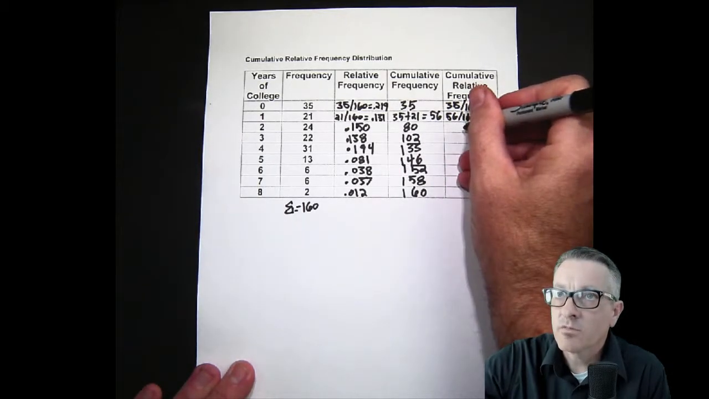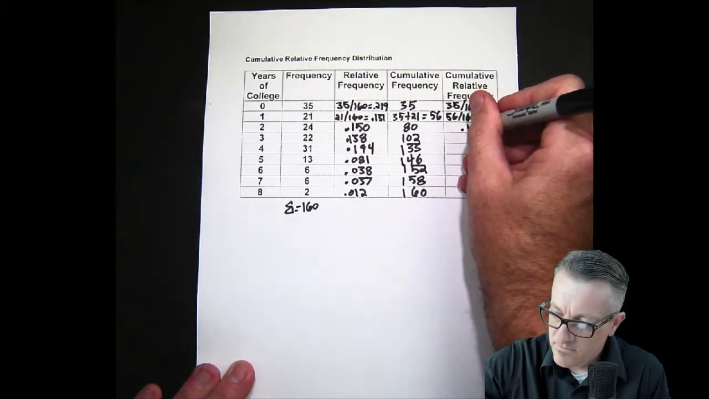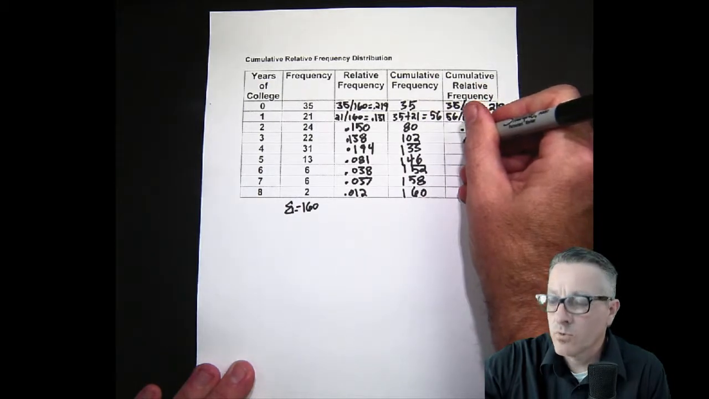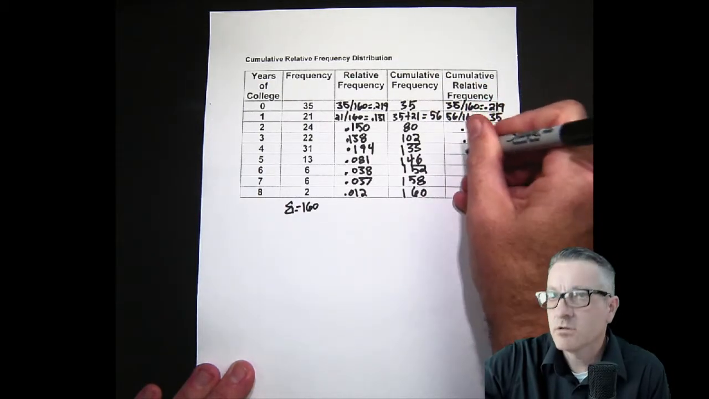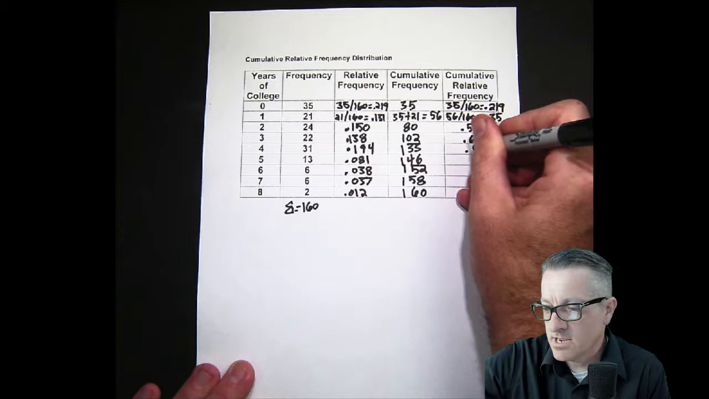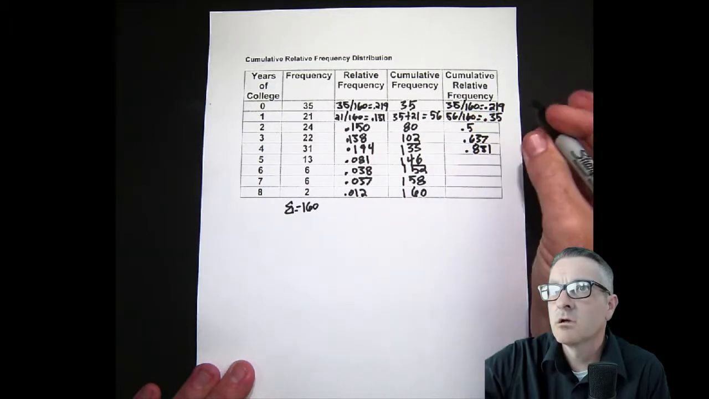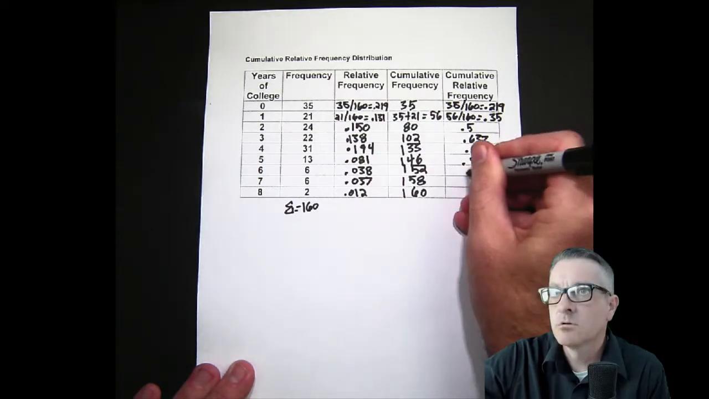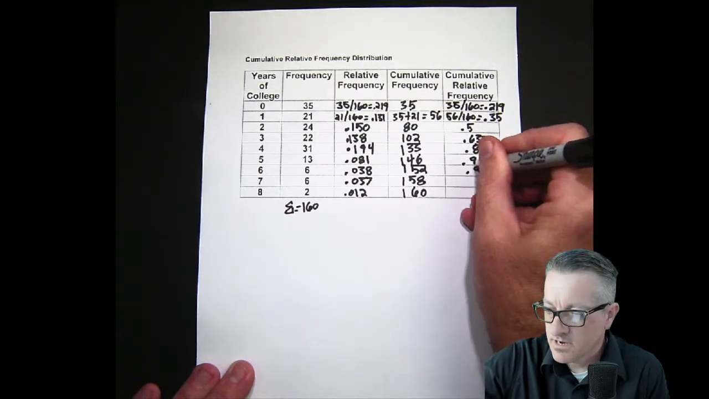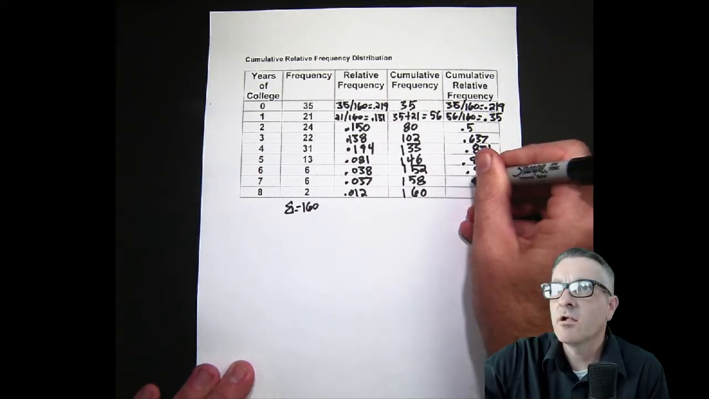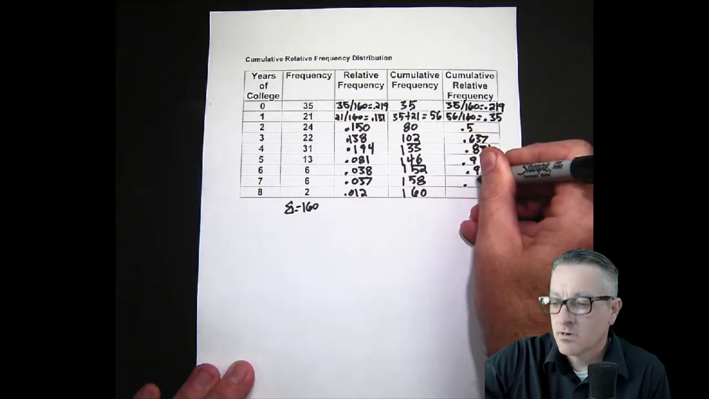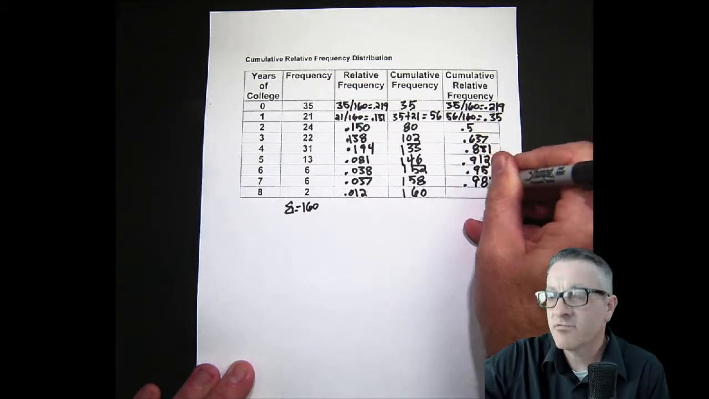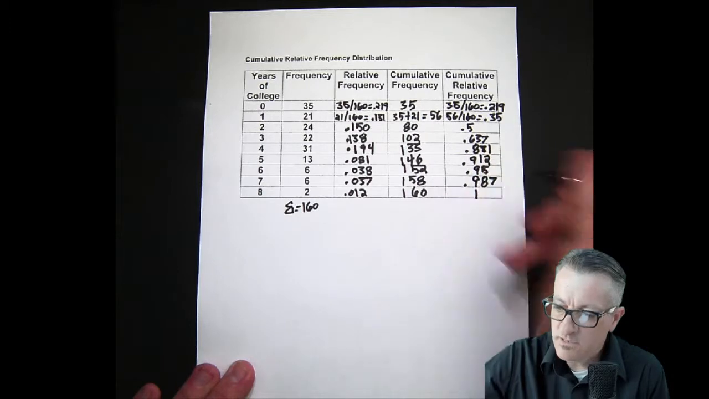And as we keep going, it's going up, and it should go up to essentially 1. So going on with this, it is 0.5, 0.637, 0.831, 0.912, 0.95, 0.987, and then the last one is 1.